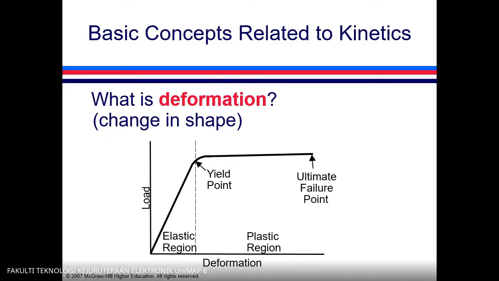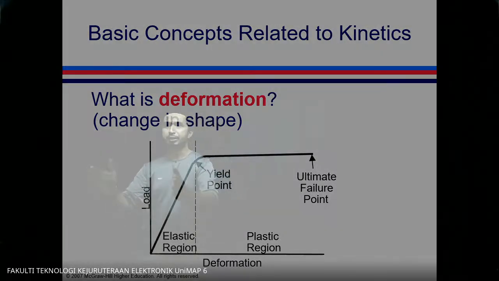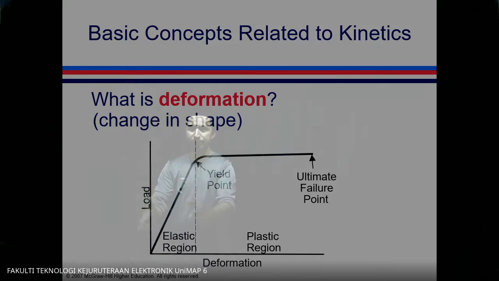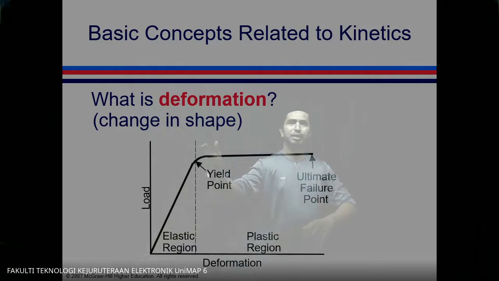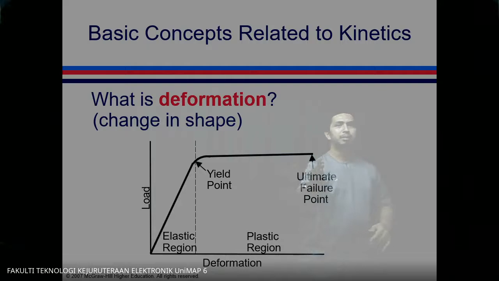What is deformation? Deformation is change in shape. For the first region, you dah belajar ni dalam biomaterial, you have learned it in biomaterial. So here, this is the first region. The straight line is the elastic region. Then after the yield point, we go to the plastic region.